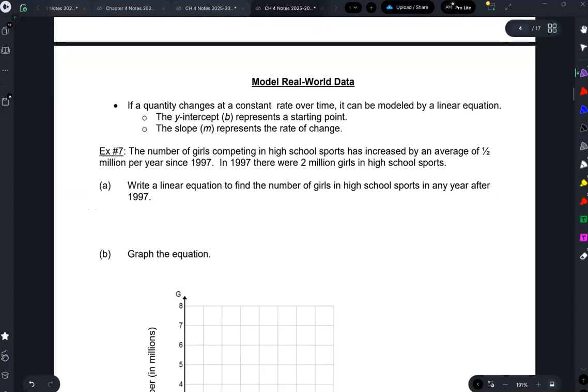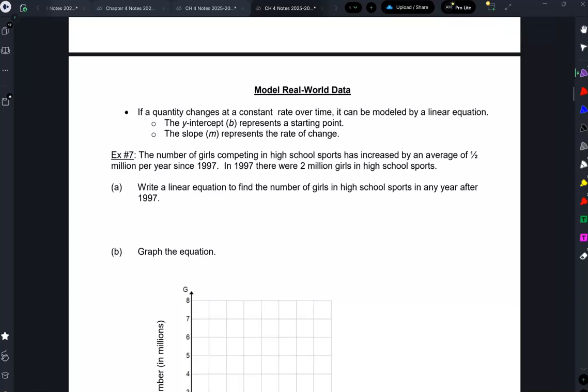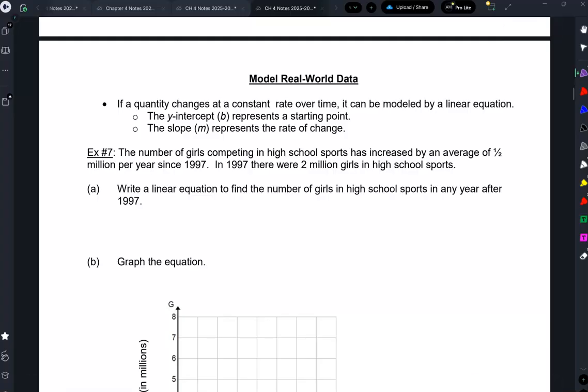Okay. So let's talk about real world examples. If a quantity changes at a constant rate over time, so every day something grows by 2 inches, that's a constant change. Then it can be modeled by a linear equation. In that case, the y-intercept is the starting point. The slope is the rate of change, just like we did last chapter.